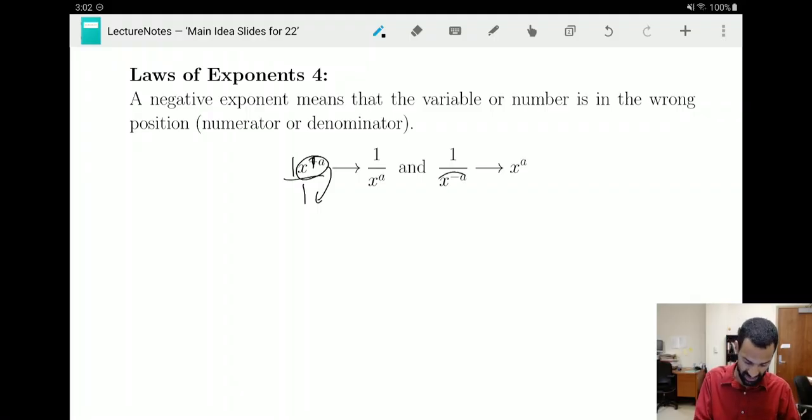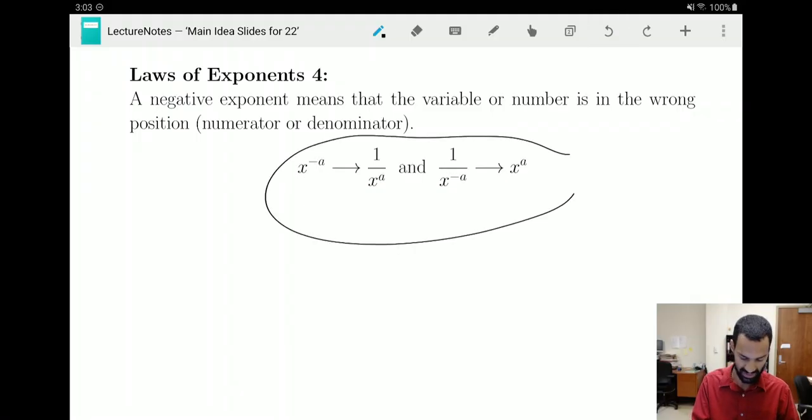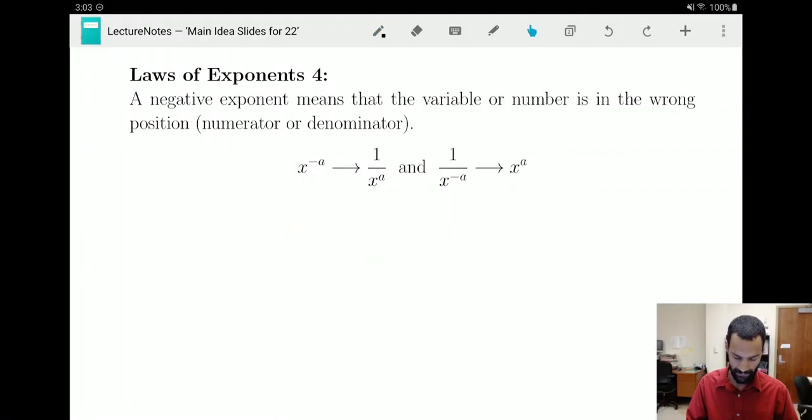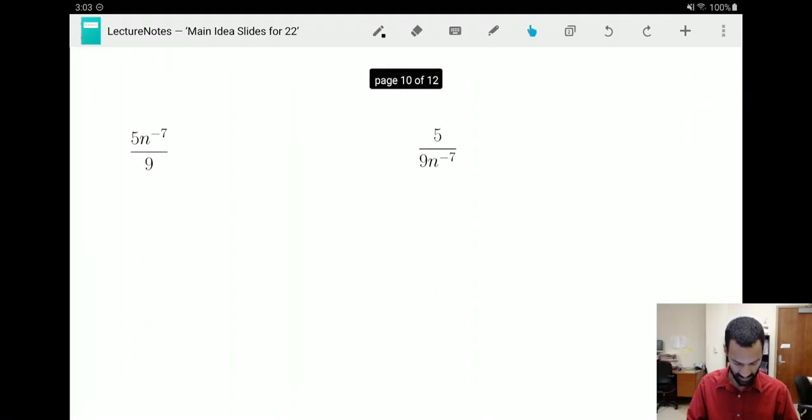Same thing is true if it's in the bottom, then you can bring it up to the top. So this is 1x to the a over 1. Again, we clean all those extra 1s out to make it look a little cleaner. So these are saying the same thing. These two things are saying the same thing, just one's more abstract than the other. Okay, so let's see. Here's some examples of that.